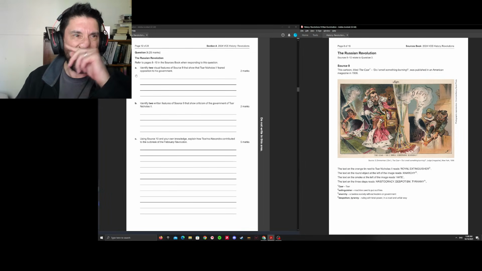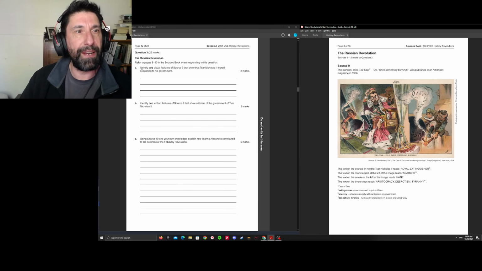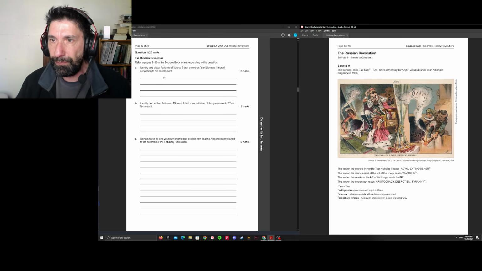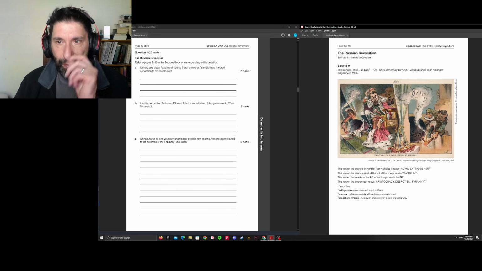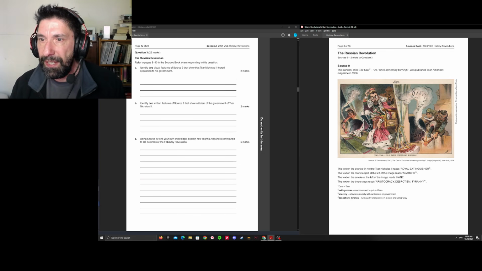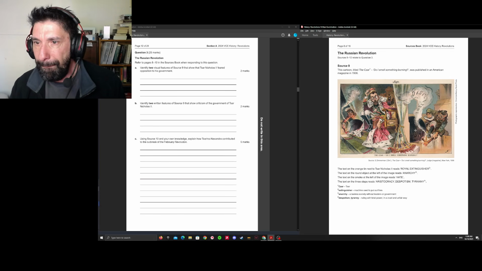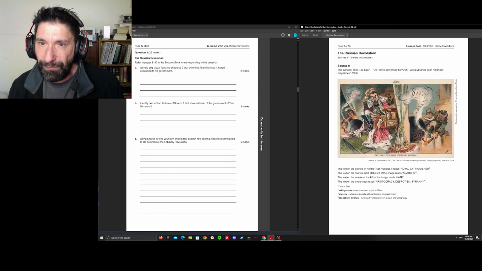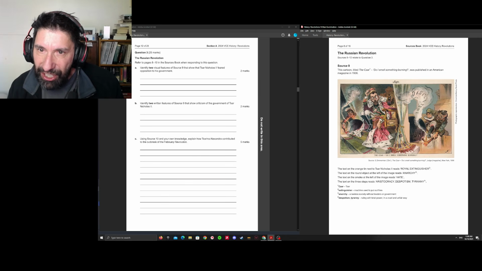So let's have a look at answering these questions. The first question asks, identify 2 visual features of source 9 that show that Tsar Nicholas II feared opposition to his government. So visual features. These can be the bomb with the word Duma written on it. The bomb itself, the Duma is going to explode the autocracy. And then you've got anarchy, another bomb on here, another visual feature.